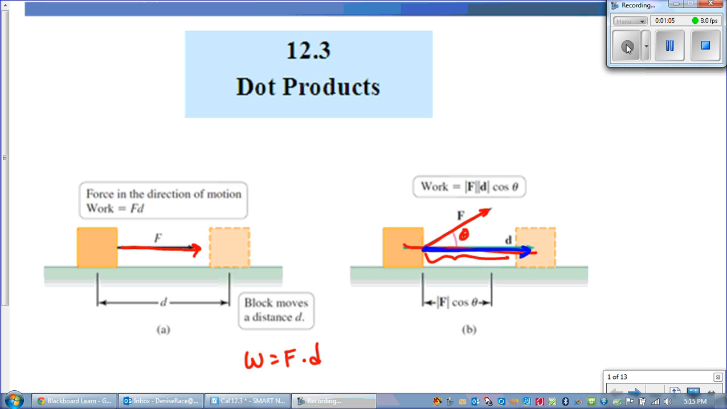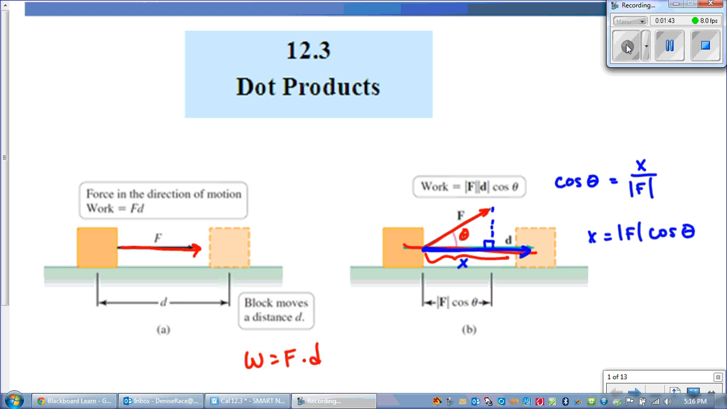Now to do that, we could form a right triangle and use the trig functions. We know that this side's magnitude, we'll call x, can be found by cosine of theta equal to the adjacent side's length over the magnitude of that hypotenuse, the magnitude of the vector. That means then that x is equal to the magnitude of F times cosine of theta, where theta is the angle between the force vector and the direction of motion.